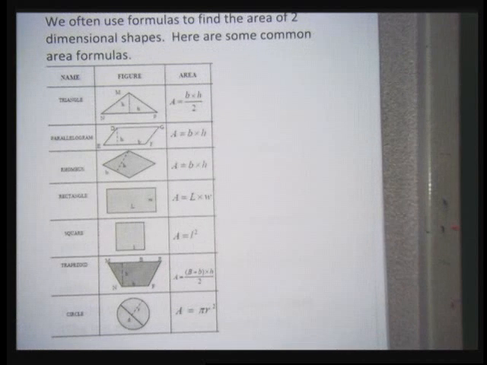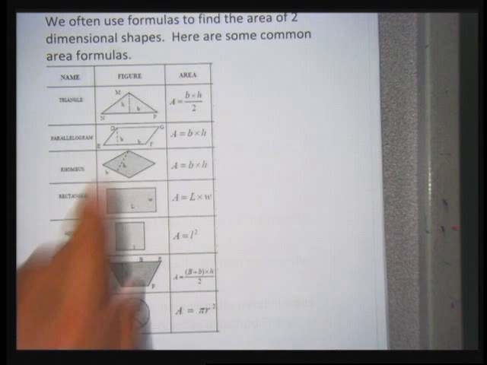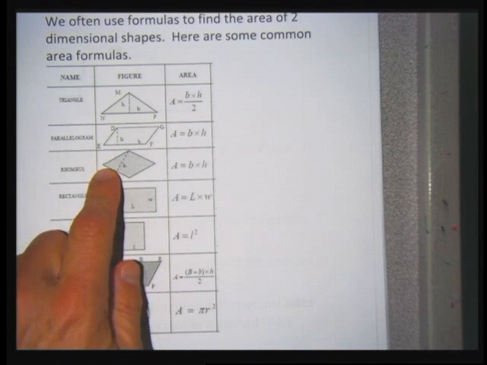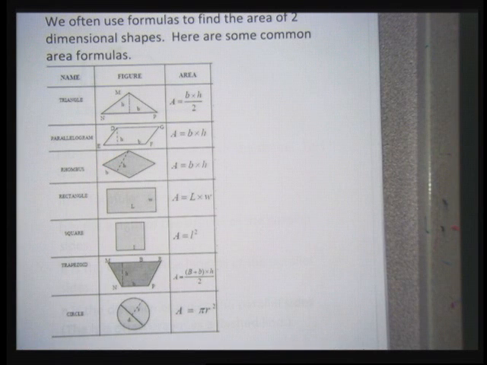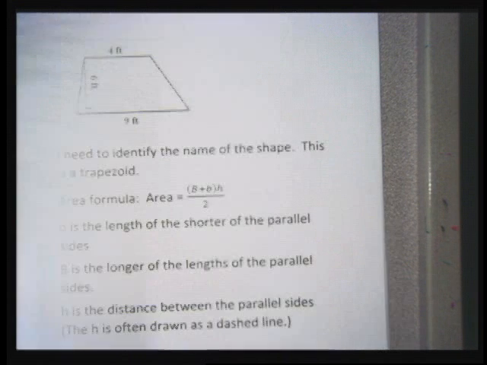So there's a triangle, a parallelogram, a rhombus, which is kind of a square without right angles. On a rhombus, all the sides are the same. A rectangle, a square, a trapezoid, and a circle. And I will use the formulas and talk about the shapes as I get into the little homework problems that we have. I'm going to have an example before the homework problems.